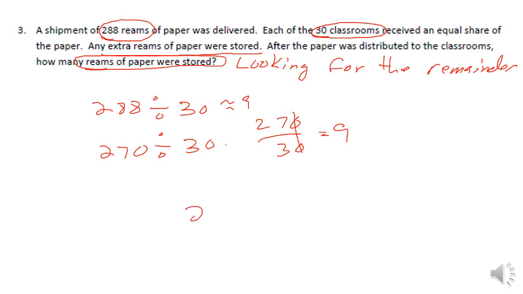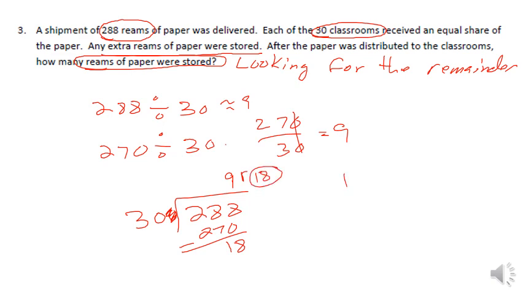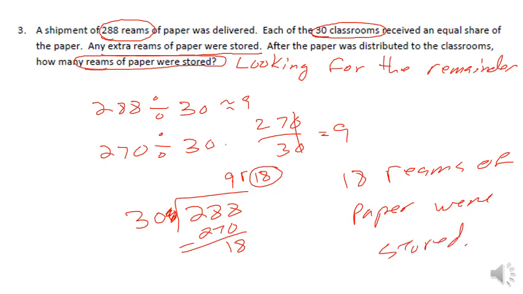So now let's see. 288 divided by 30. So I'm going to take 9 times, it should have been divided by 30, not 300. So 9 times 30 is 270. Subtract that and we have 18. So it's a remainder of 18. So 18 reams of paper were stored. And that means each class got 9. But the question was asking about how many were stored, so the correct answer would be 18.